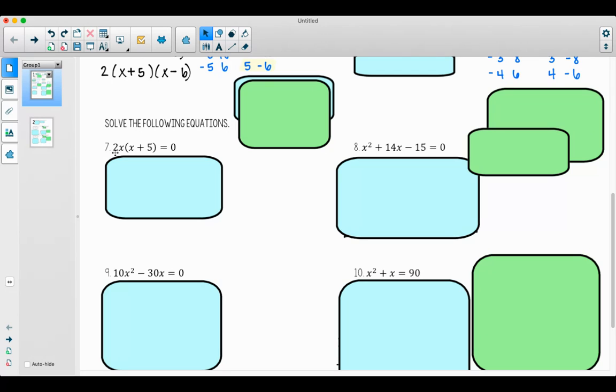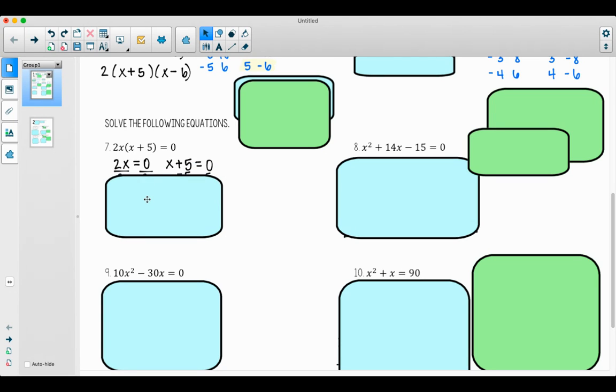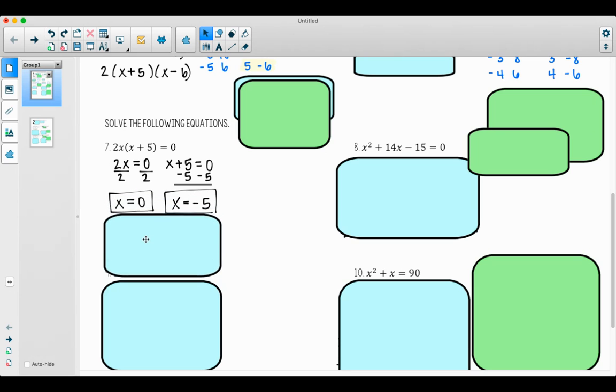So in problem number 7, set equal to 0, check. In factored form, check. So I go right to setting each factor equal to 0. 2x is equal to 0, x plus 5 is equal to 0. I solve each of these, so I divide both sides by 2, and I subtract 5, and I get my two answers. X is equal to 0, and x is equal to negative 5. Both of these are my final answers.